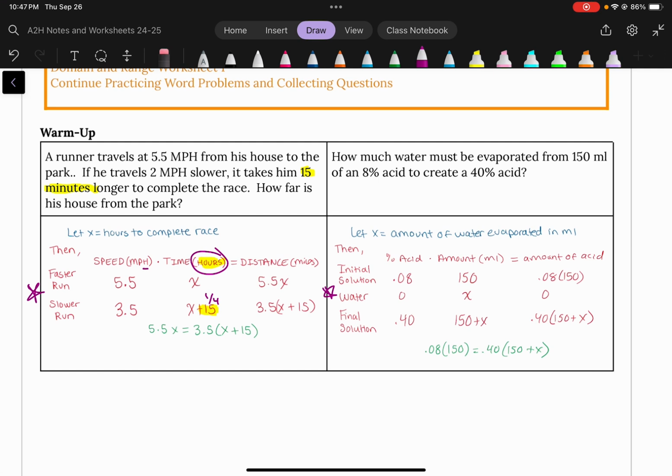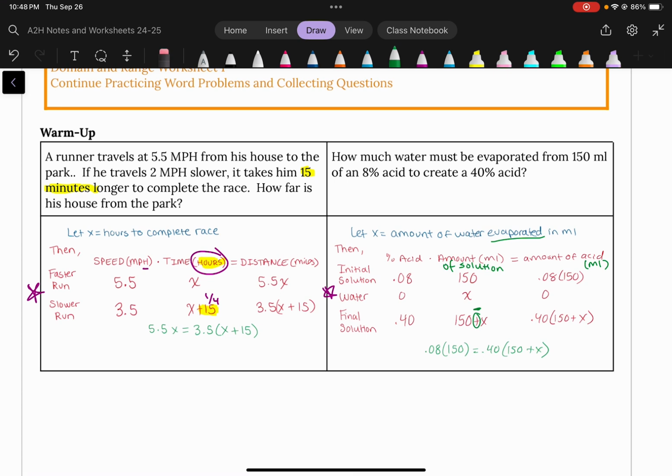Now, in the second one, there's a couple of mistakes. We actually did a problem really similar to this. But one thing that you may not have picked up, hopefully you picked up on this, the amount of water evaporated. This should be a minus, right? Because it's evaporated. The other very subtle mistake is the amount of solution should be here. Okay. And the amount of acid should have a unit on it. All right. Those details are important. Don't forget those. Make sure you're collecting questions to ask about next week.